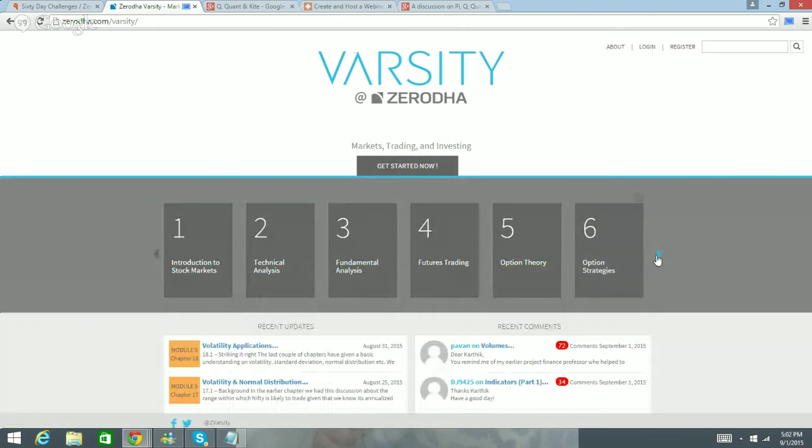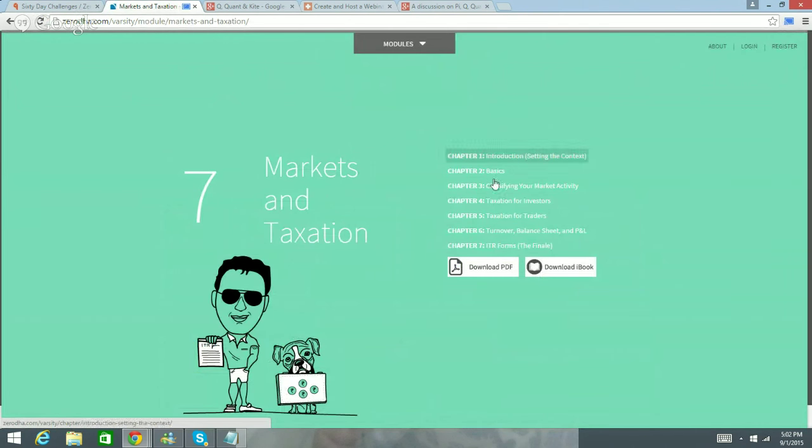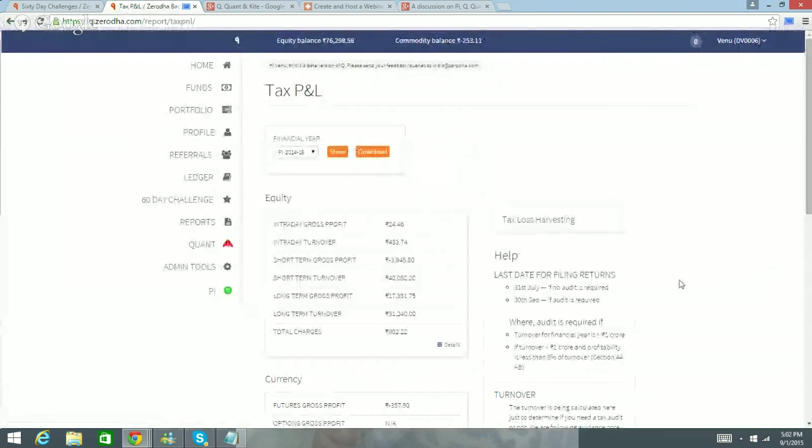Right, so we have a module on taxation. Hopefully you guys have seen it. We have a complete module here, and some people had a problem with where I'm keeping my hand, in the pockets. Apparently it is too close to something else. Anyway, you can download the PDF and you can download the iBook. So yeah, this is our tax P&L.